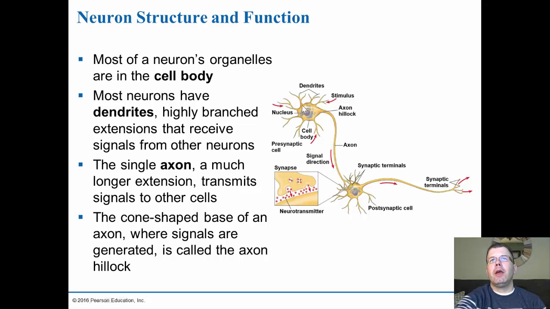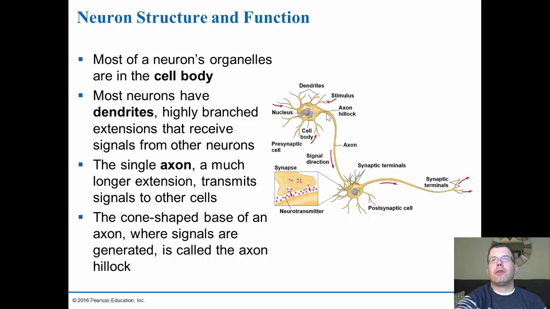Now, like I said, the signal comes in, or the stimulus comes into the dendrites, gets into the cell body, and then you have this longer extension, which is called an axon, and that's where the signal goes down. And it's kind of like the tail, or sometimes they call it the tail fiber of the neuron.